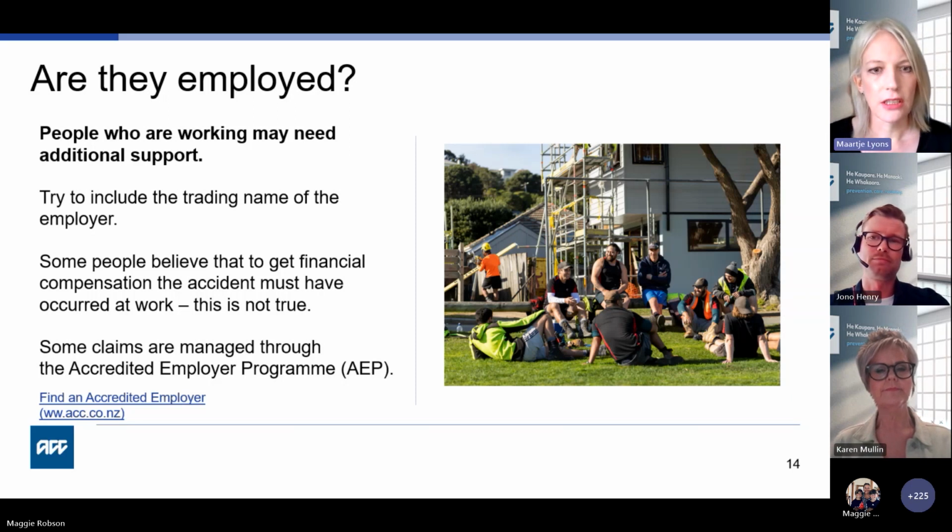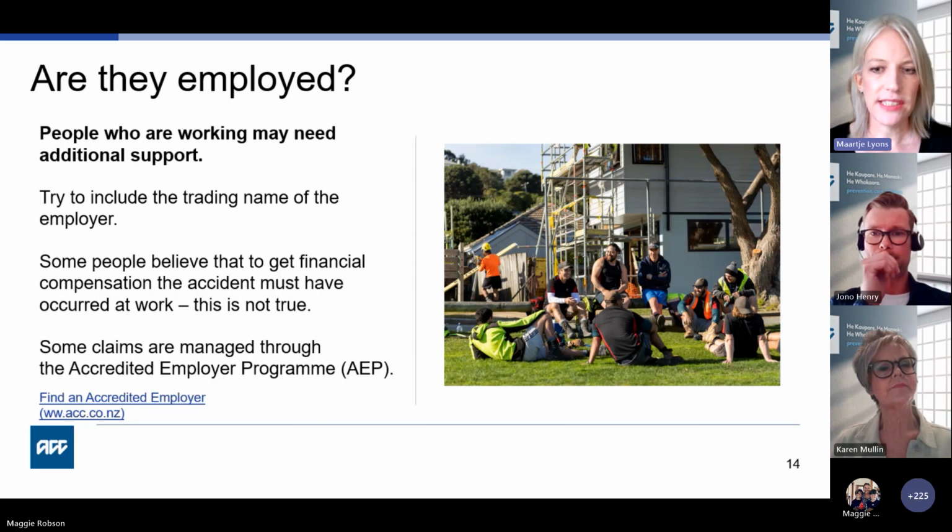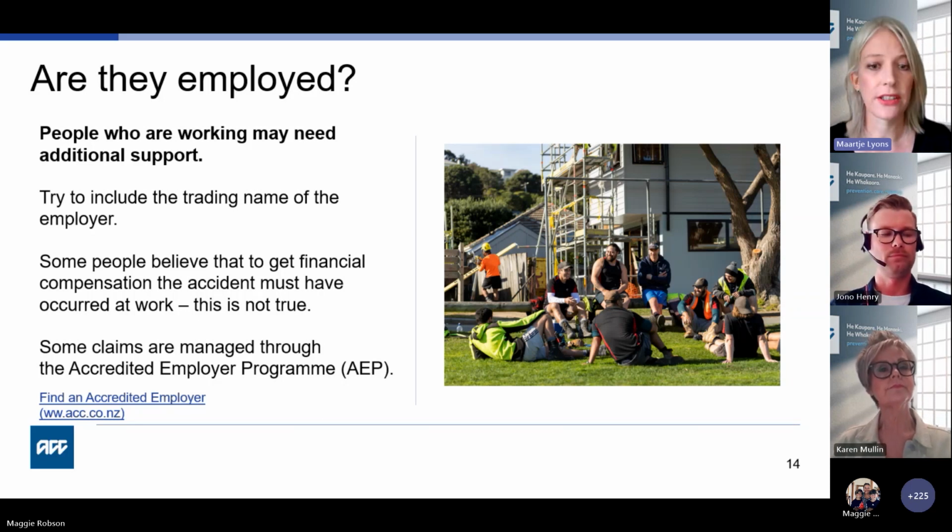Thanks, Jono. So when you get to the employment section on the ACC 45, it's just a short section, but it's really important to ensure that your patient's employment information is accurate.